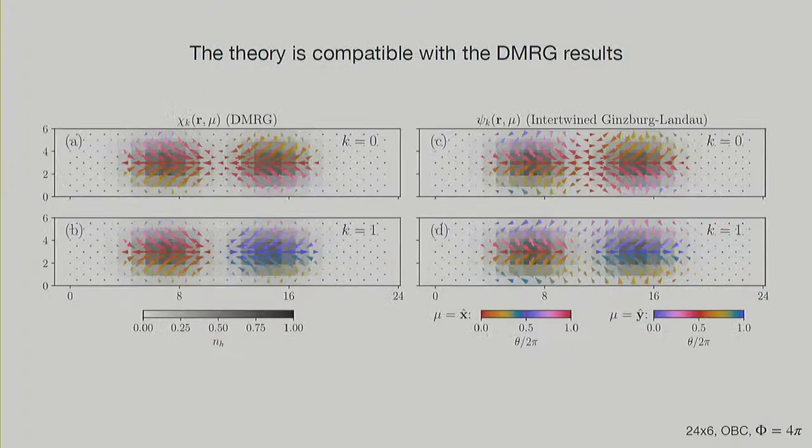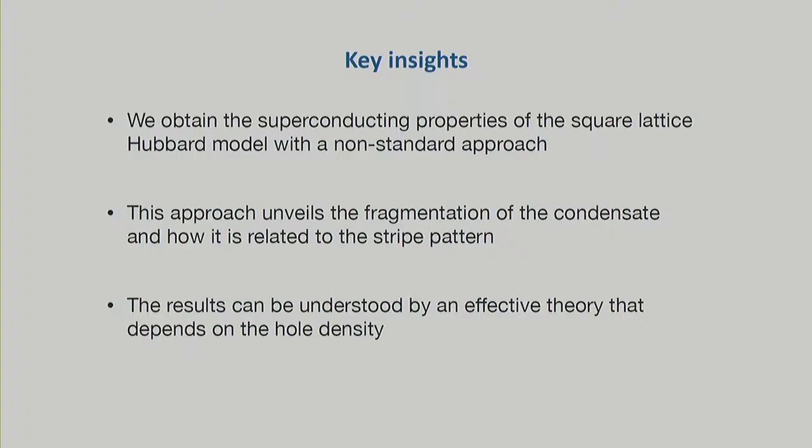And actually, you can see even in this picture the same behavior both from the numerics and from this theoretical ansatz, even in the presence of a magnetic field, the threads in the system that impress a phase on the superconducting order, and it is the same on both the numerics and the analytical results. So to conclude, what we did is to obtain these properties on the square lattice using an approach that's different from the one that was used before.